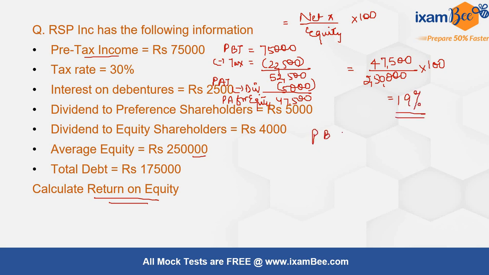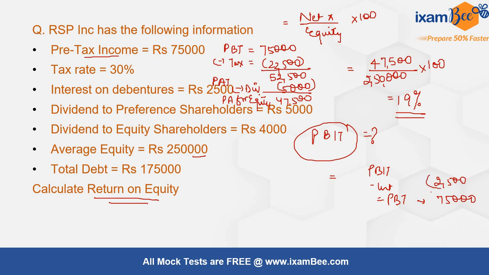If the question asked you to calculate PBIT, what would be that? In that case, we know that PBIT minus interest is PBT. So we are already given PBT of 75,000. Interest, we also know that it is 2,500. So in PBIT, you have deducted 2,500 to get 75,000. So if I add 2,500 to 75,000, I'll be getting 77,500 as PBIT. So this is also something that you should be able to calculate on your own.